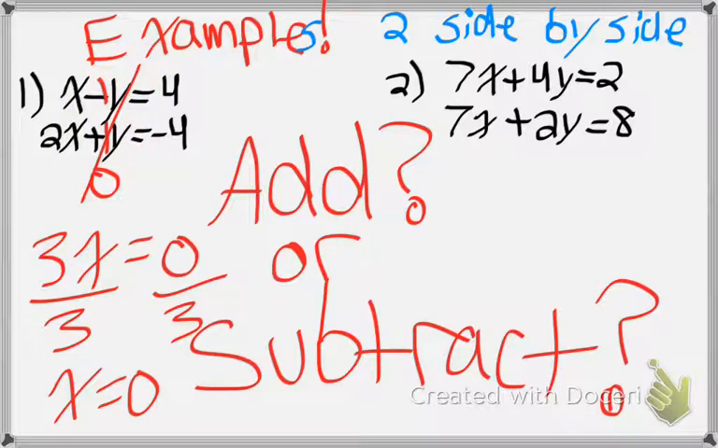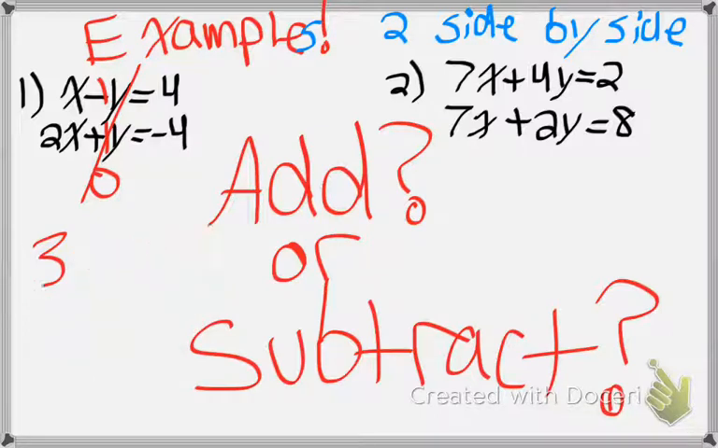So in that example, you would want to add to cancel out your variables, because we notice that your y's are going to cancel out because they have opposite coefficients. The top one is a negative one, the bottom one is a positive one. So you're going to add for that one. Well, for example 2, your coefficient is the same. They're both positive 7. So the only way to get two 7s to cancel out is to subtract. So you'll do 7 minus 7, and so you'll get 0.